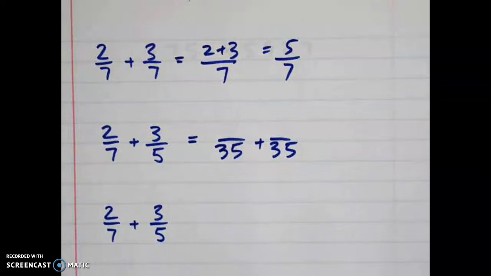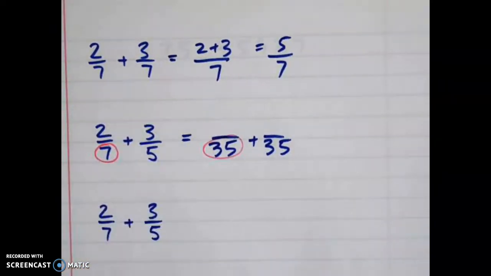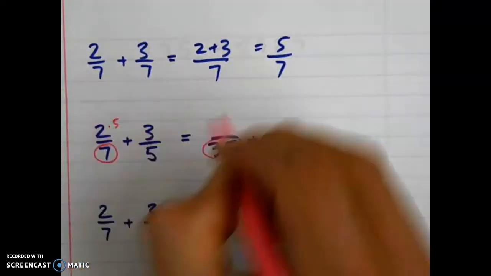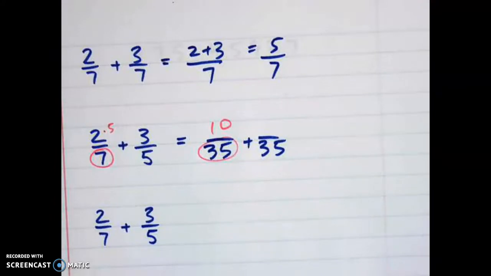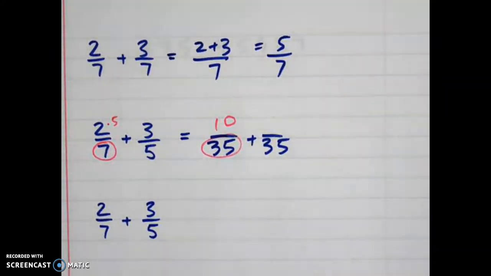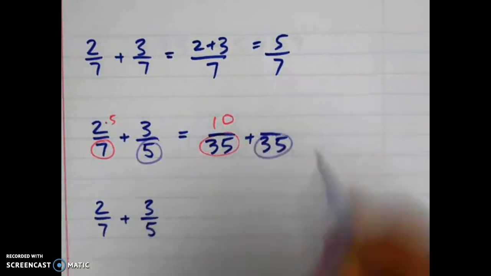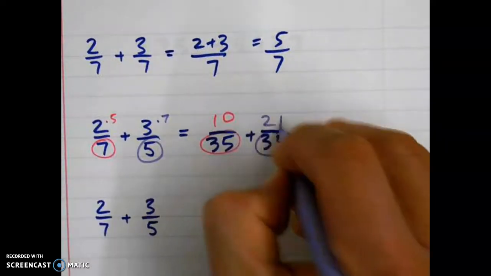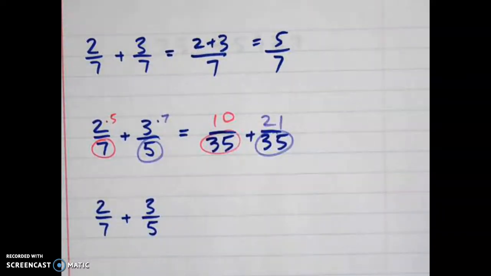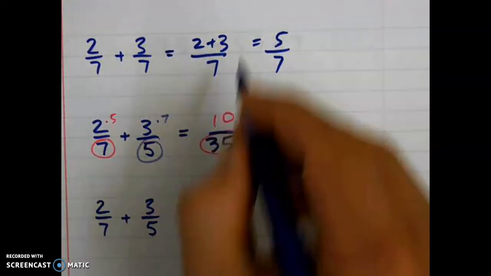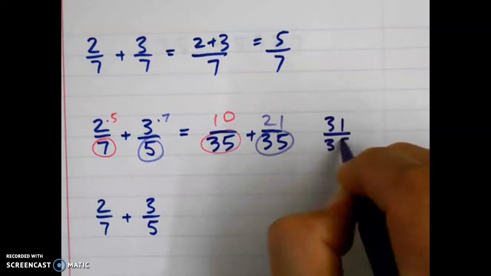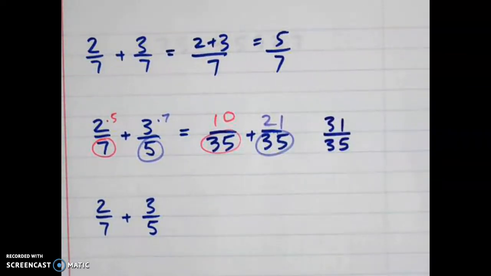How do you get from 7 to 35? You have to multiply by 5, so you're going to multiply this by 5 as well. So you have 10. How do you get from 5 to 35? You multiply by 7, so you're going to multiply by 7 over here as well. So you have 21. Then you just do what you did up here. 10 plus 21 is 31. Keep the denominator. Any questions on that?